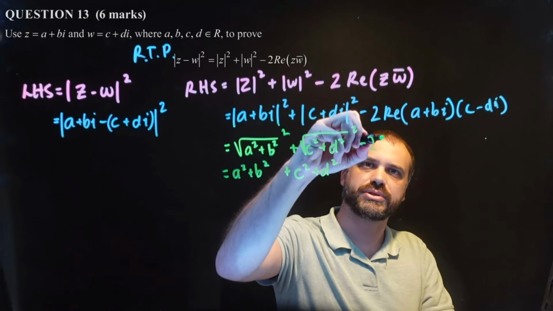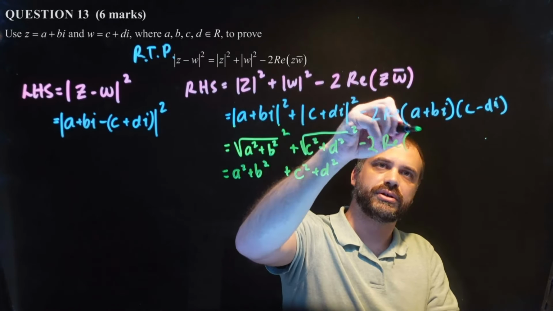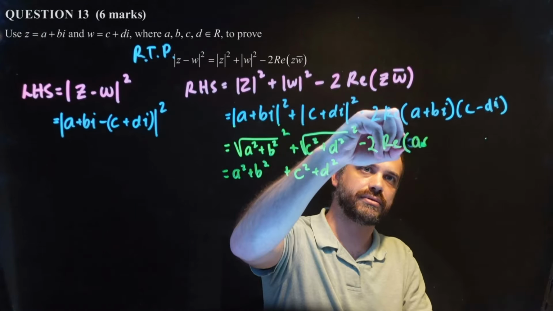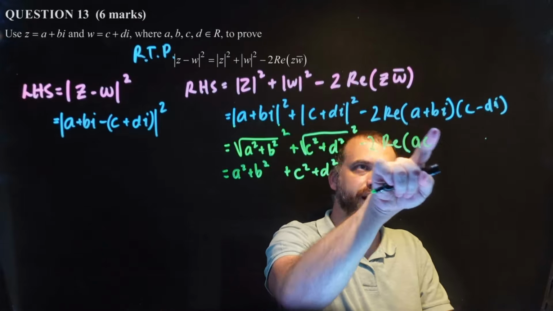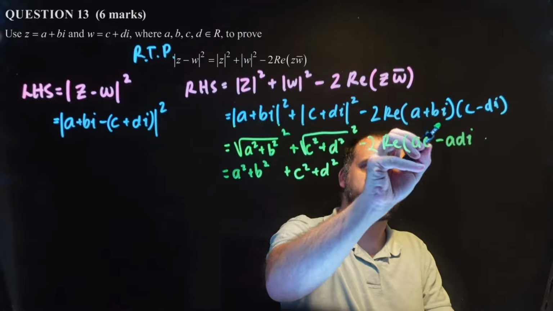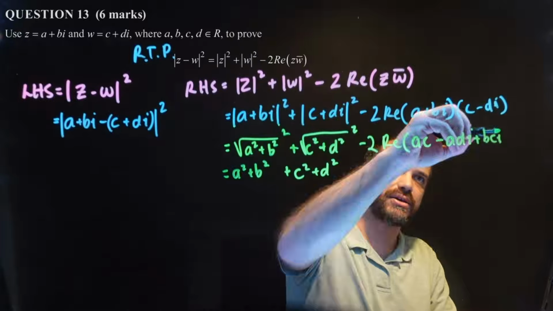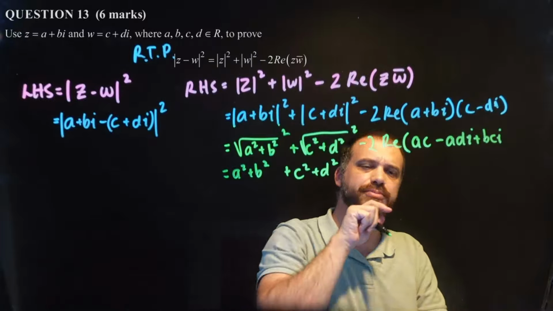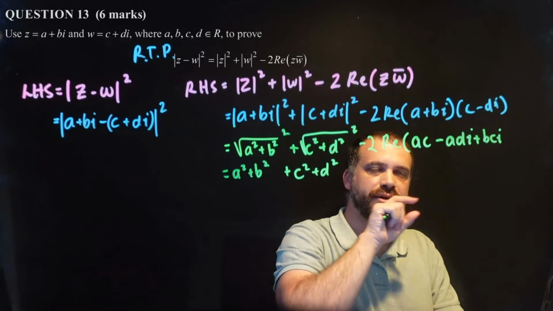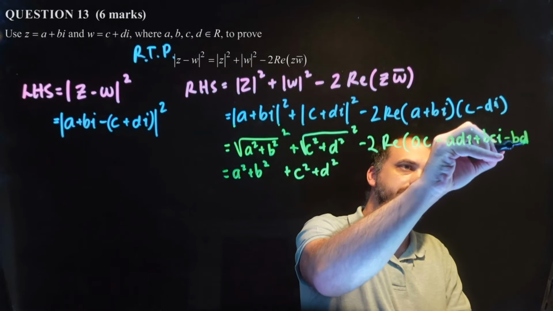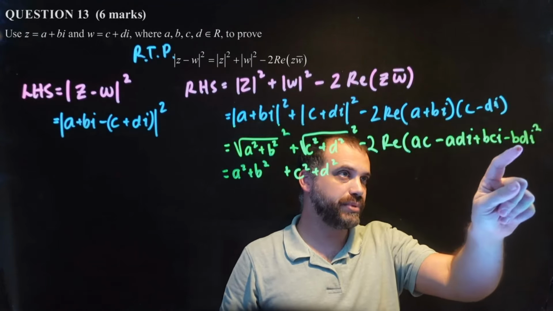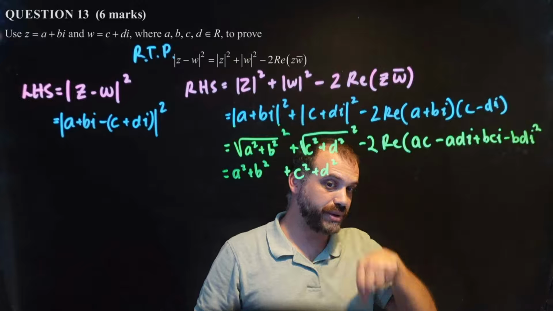Okay, what have we got here? Minus 2 times the real component of this. Now I'm going to expand that because it's going to be a times c. And then I'm going to end up with a times negative di, so negative adi. And then I'm going to end up with this bit, which is plus bci. And then this last bit is maybe the weird bit. bi times negative di. That's going to be negative bd i squared. But we know that i squared is negative 1. So negative bd times negative 1 is going to be positive bd.